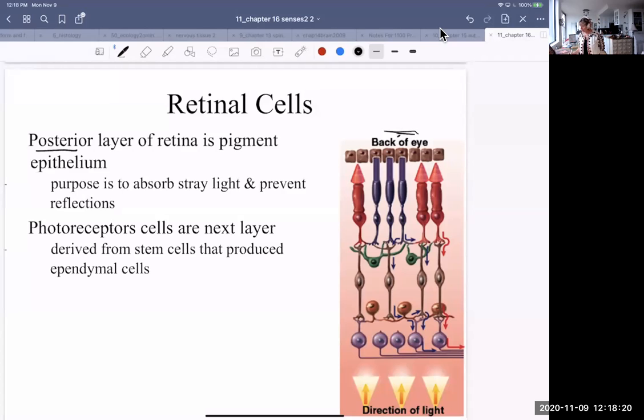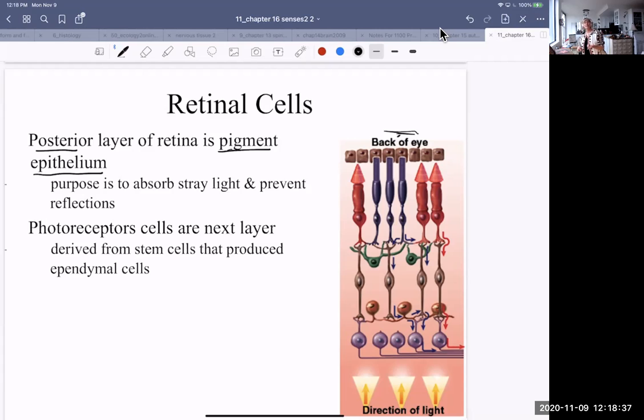The very posterior layer of the retina is an epithelium. It's neither of those. It's a pigment epithelium, and it absorbs light. It absorbs light and keeps reflections from confusing the receptors.